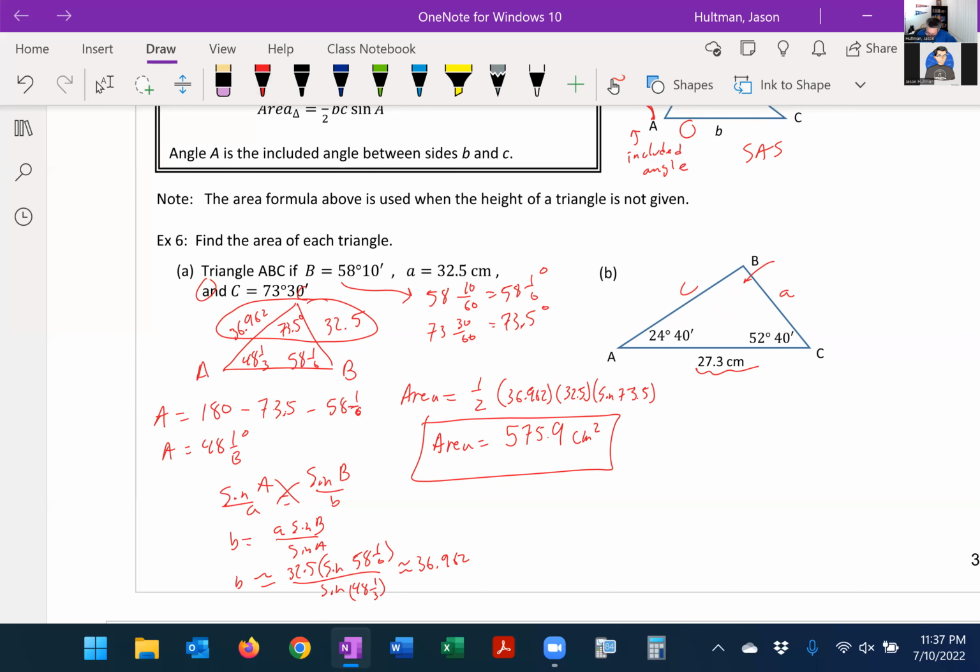So let's, basically it's the same setup as before. Okay, so angle B is going to be equal to 180 minus 24 and 40 over 60 degrees minus 52 and 40 over 60 degrees. Okay. What's B going to be equal to?